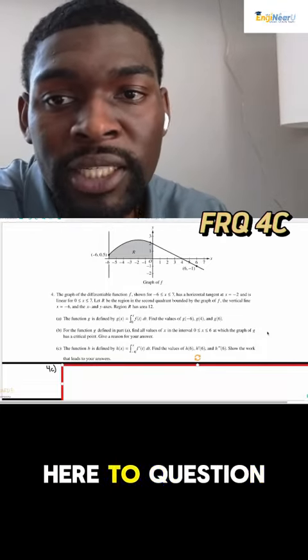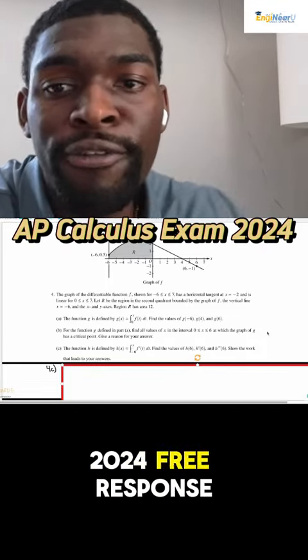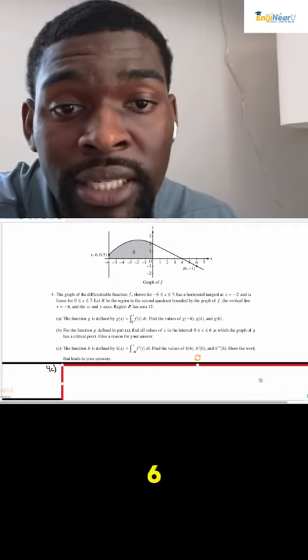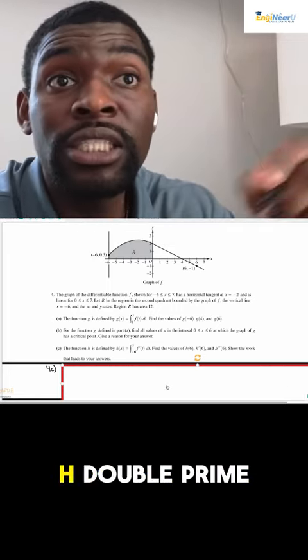Alrighty, let's wrap up the last part here, question 4 of the AP Calculus 2024 free response section. Here is another part within parts, because they're asking 3 questions. We're trying to find h of 6, h prime of 6, and h double prime of 6.